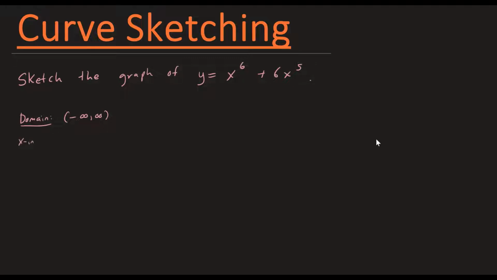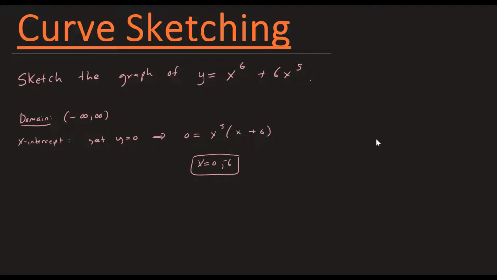Now let's go ahead and find the x-intercept. The x-intercept is when y is equal to 0. So you set y equals 0, and you get 0 is equal to, I'll factor out a common factor on the right side, that's x to the 5th, and then x plus 6. So that gives me x equals 0 and negative 6.